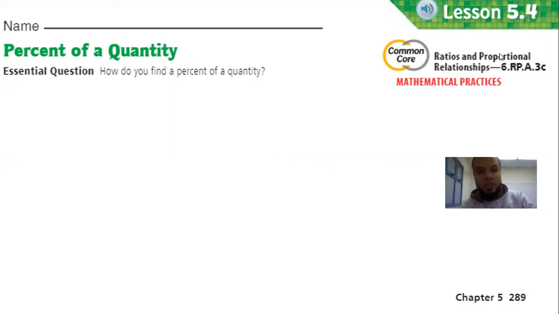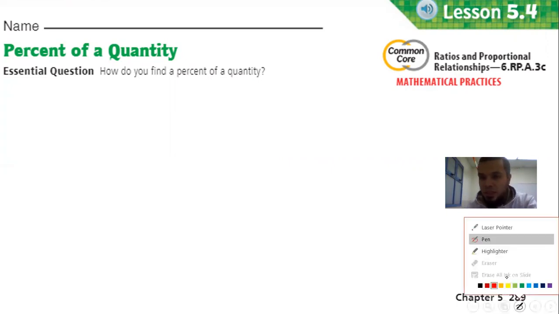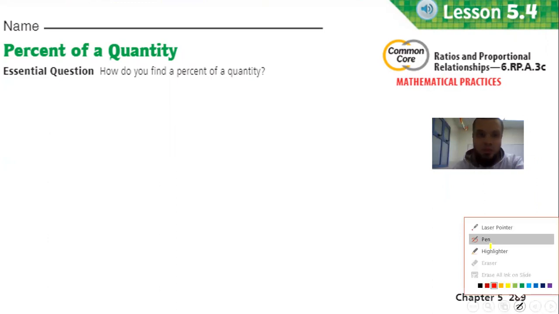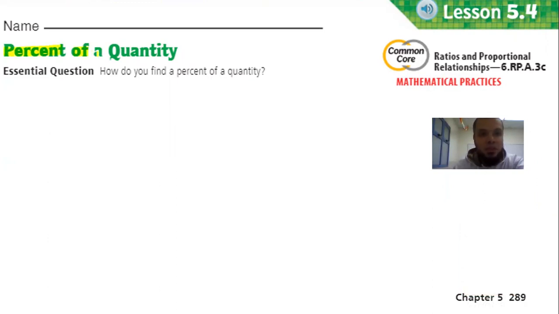The title of our today's lesson is percent of a quantity. Our essential question today is, how do you find a percent of a quantity? To understand this lesson, we need to use our notebooks to write first. So please focus with me.